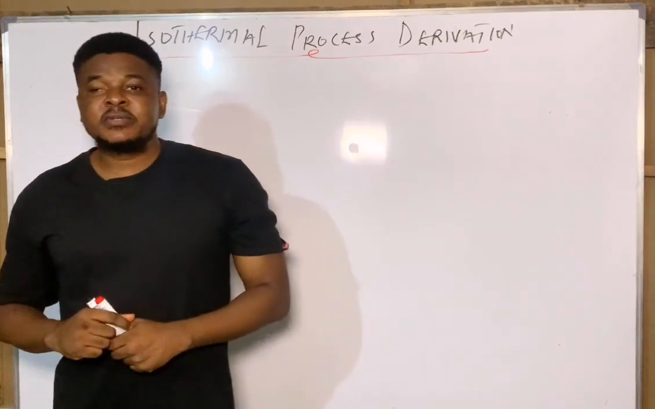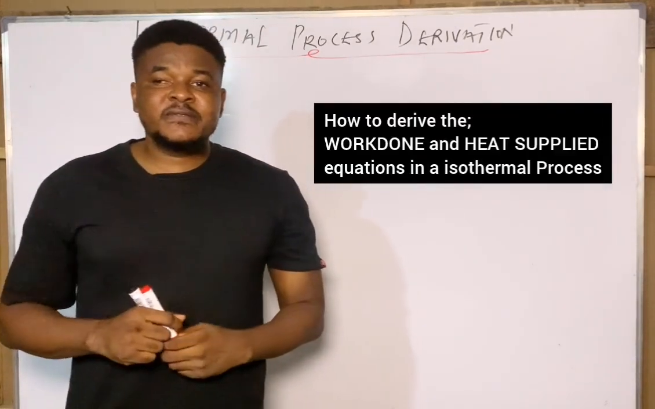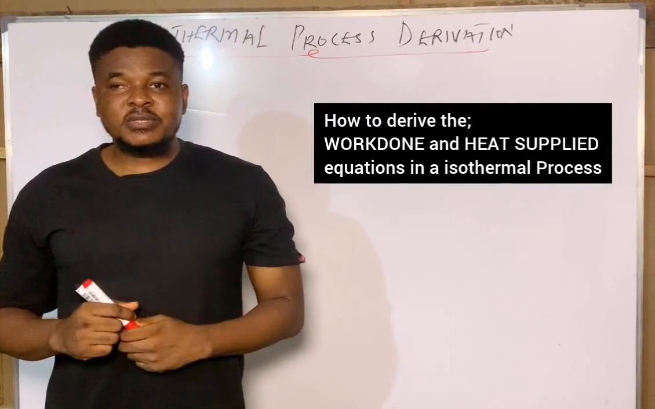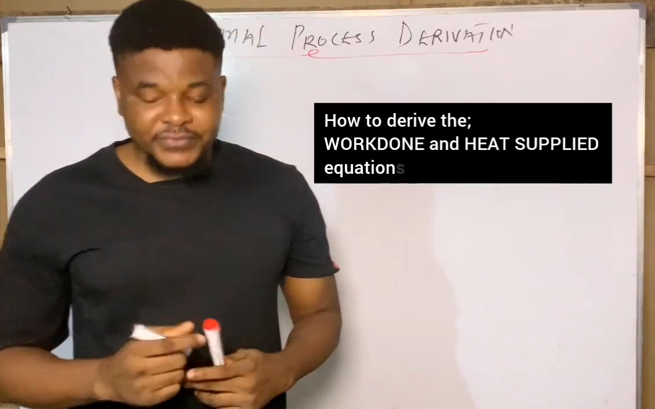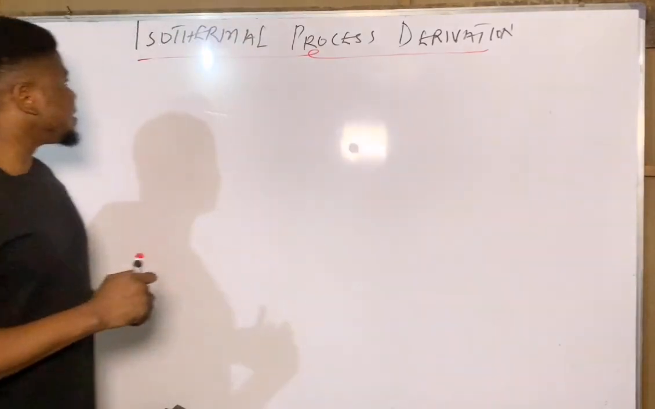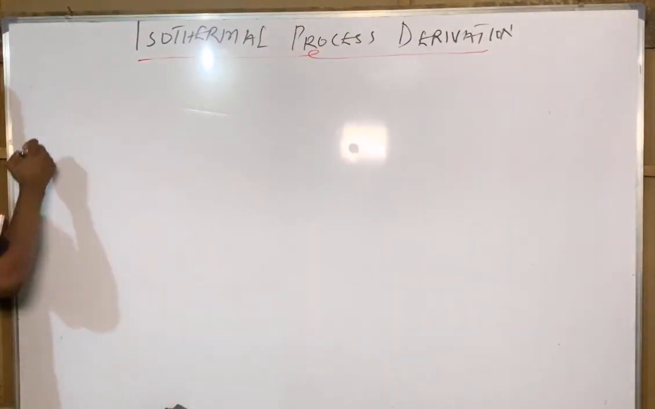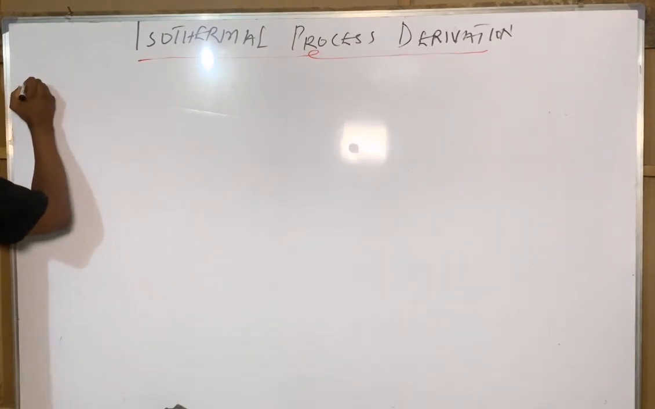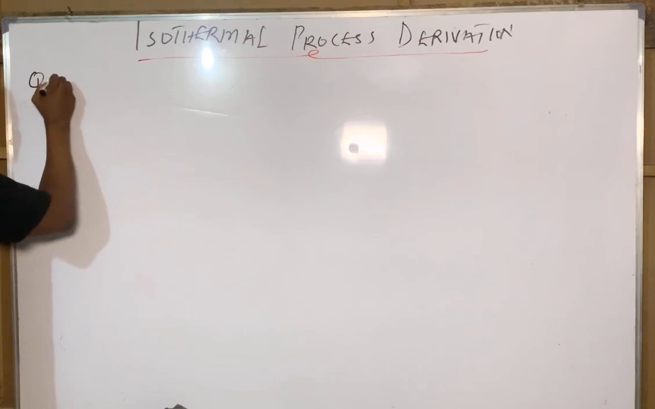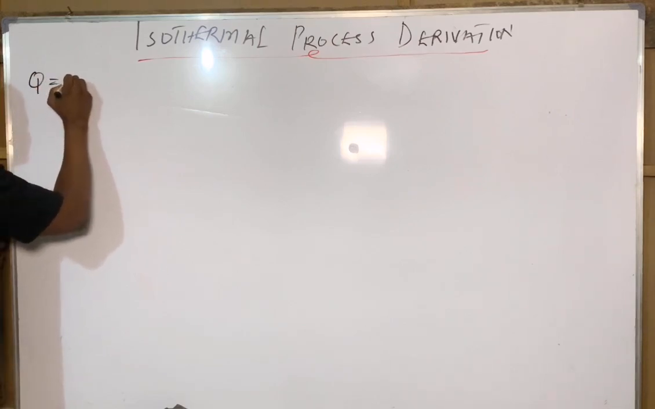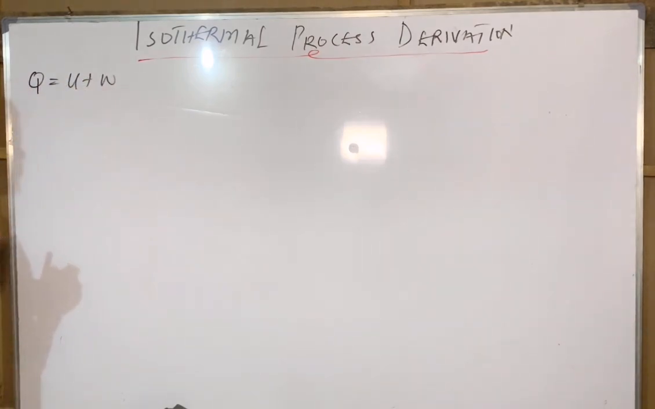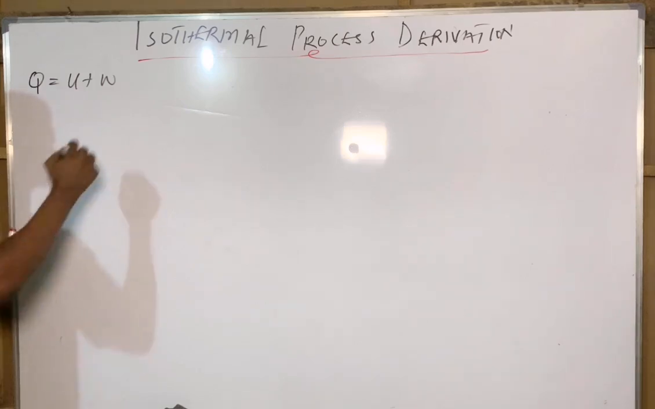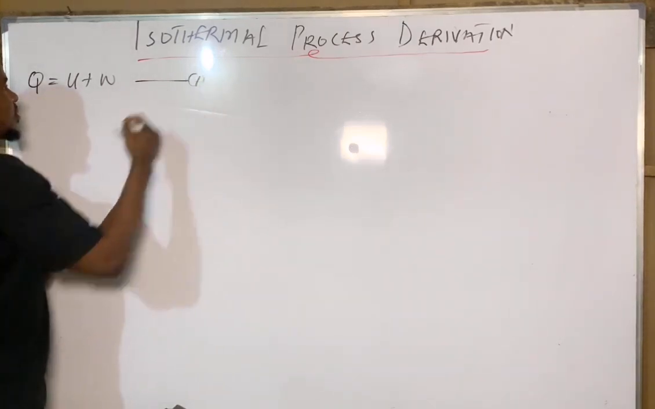In this video, we're going to learn how to derive the work done equation and heat supplied equation in an isothermal process. Now, let's consider the non-flow energy equation, which states that heat supplied is equal to the internal energy plus work done. This is also from the first law of thermodynamics, considering a non-flow process. So let's call this equation 1.